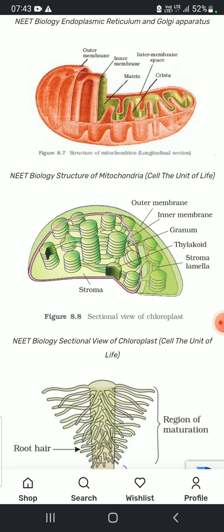Next is the sectional view of the chloroplast. So we have the outer membrane, then the inner membrane, then we have the granum, then the stroma is present, and thylakoids are the flattened membranous sacs. Then we have the stroma, in which the dark reactions occur. We have the stacks like piles of coins called grana. So this was all about the structure of the chloroplast.